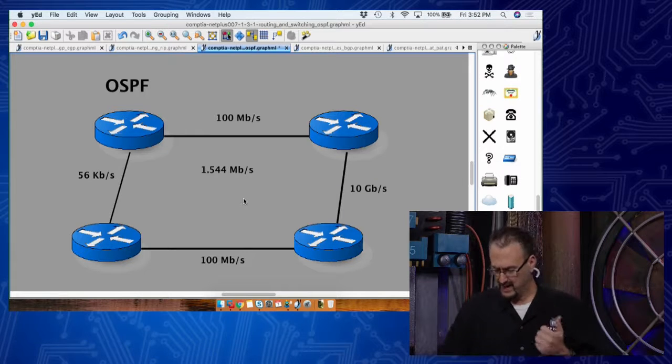Now, let's understand a little bit more about OSPF. OSPF is actually a pretty amazing link state protocol. It's the most common interior gateway protocol, much more so than RIP is today. And one of the reasons is that it doesn't have a hop count limitation.